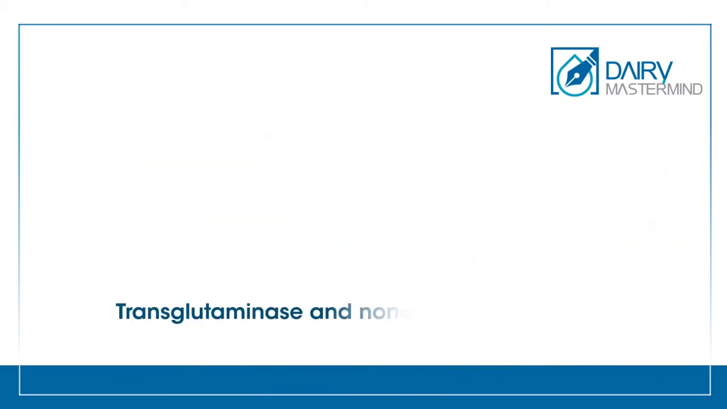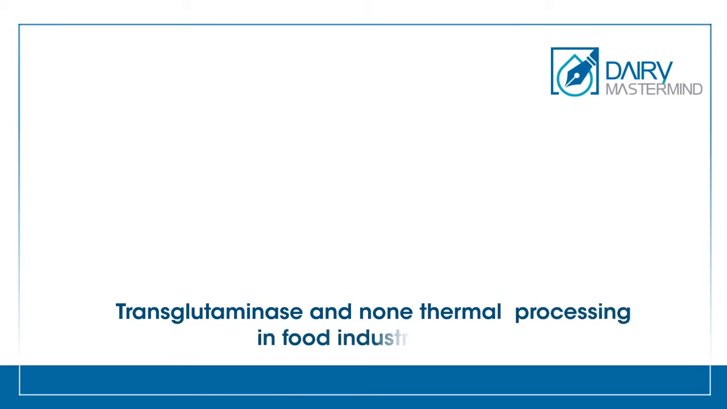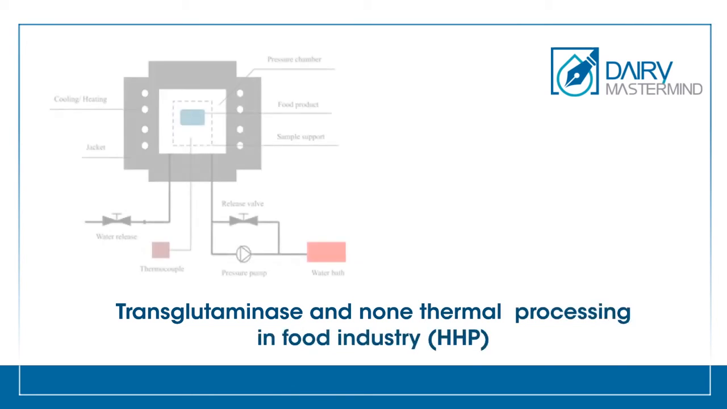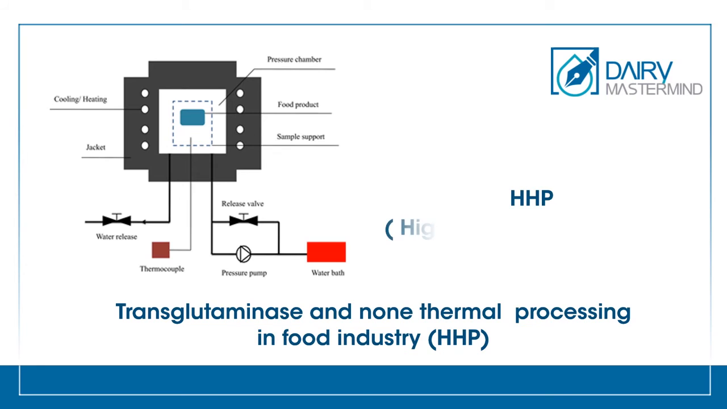It is good to know that using transglutaminase is compatible with modern food technology like HHP, one of the non-thermal processing technologies in the food industry, and it can have a positive effect.